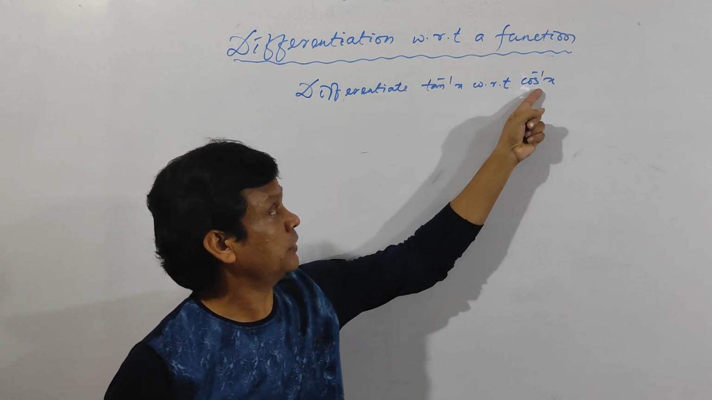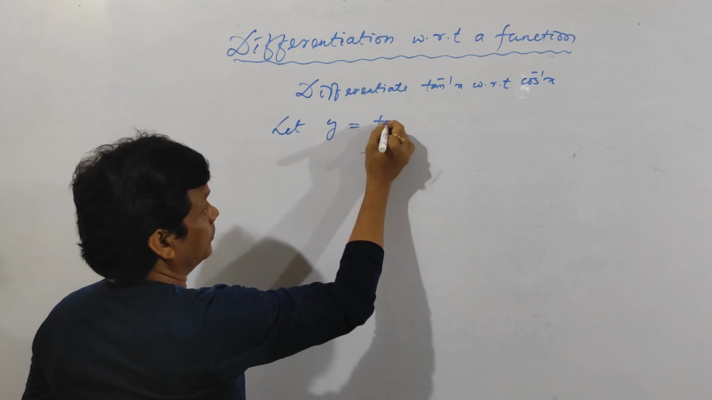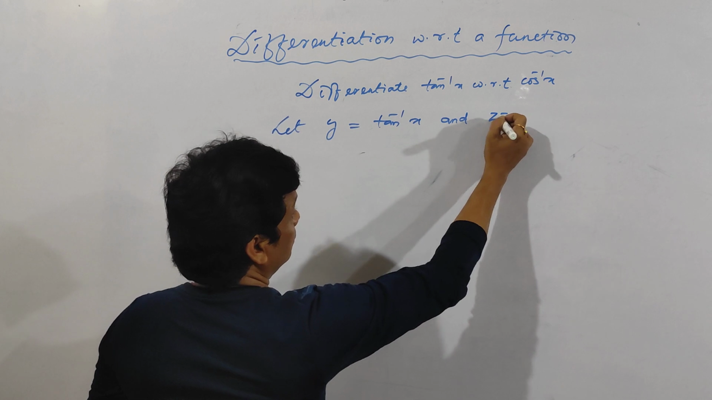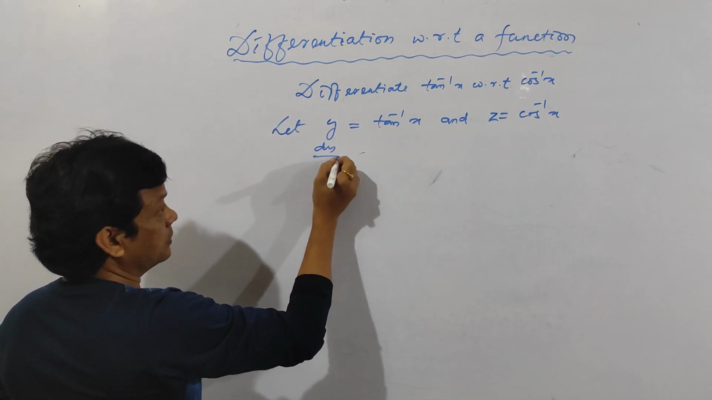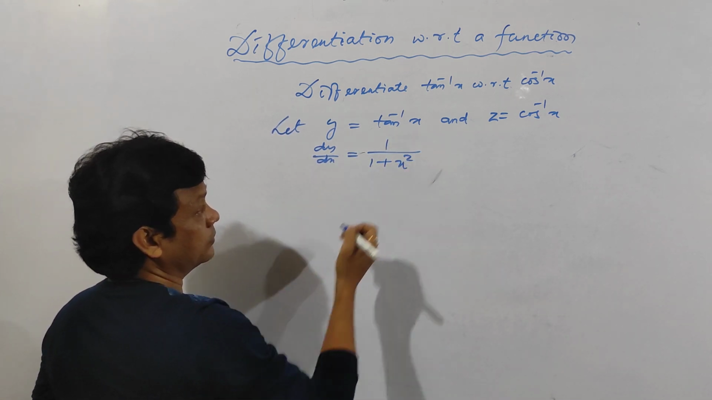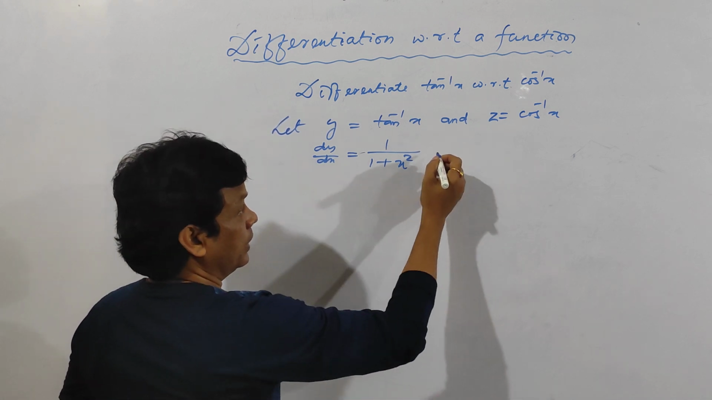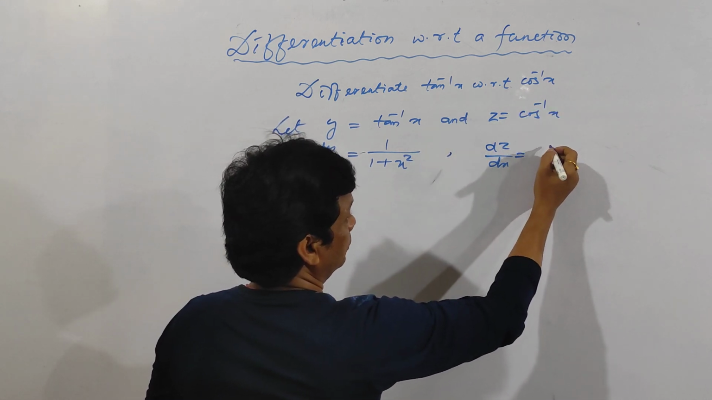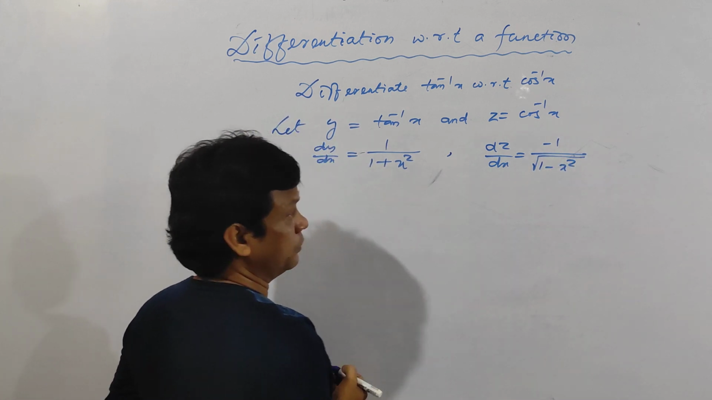See here, this is an example. Differentiate tan inverse x with respect to cos inverse x. So let y is equal to tan inverse x and z is equal to cos inverse x. So what is dy by dx? Dy by dx is 1 by 1 plus x square. Tan inverse u, 1 by 1 plus u square into du by dx. And what is dz by dx? What is the derivative of cos inverse u? Minus 1 by root over 1 minus x square.